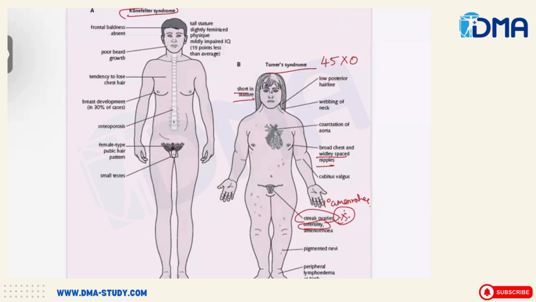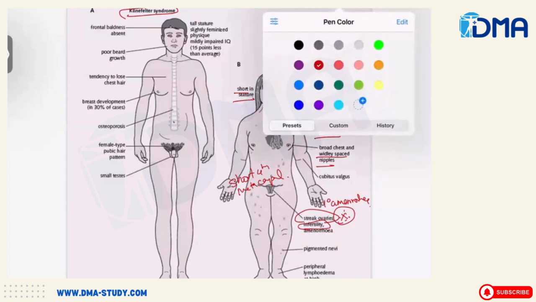And this patient will have short fourth metacarpal. And the cardiac defect that is present in this patient will be coarctation of aorta along with the webbing of neck. So these are the hints that you have to know. Webbing of neck, coarctation of aorta, primary amenorrhea, streaky ovary. If you get these important hint words, then the answer is Turner syndrome.